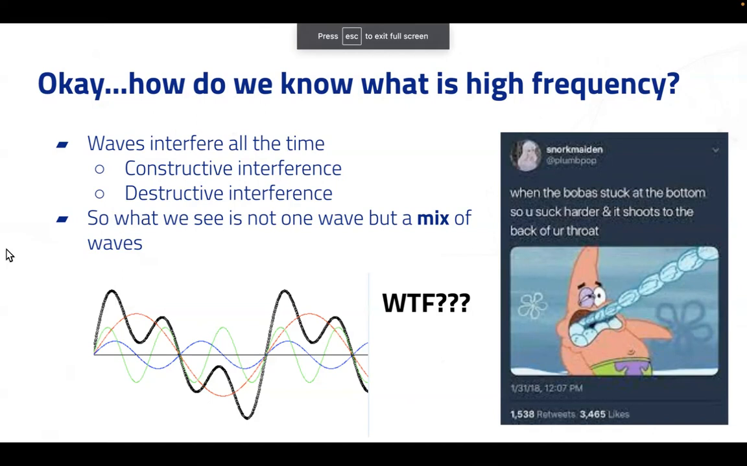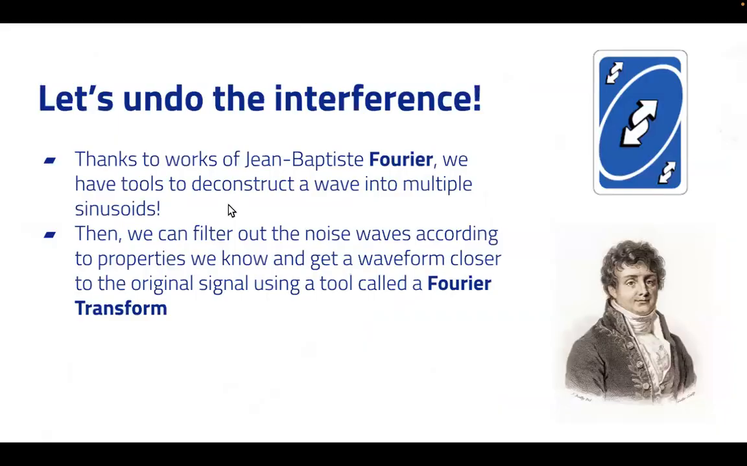So what we see is not just one wave, but a mix of waves. Who can say which one is the overall wave, the resultant wave of adding up the other ones? Yeah, black. You can see black is following green, but it's also following red and also blue. If it was a more complex signal, there are computer algorithms to do this, and also mathematical tools you can use.